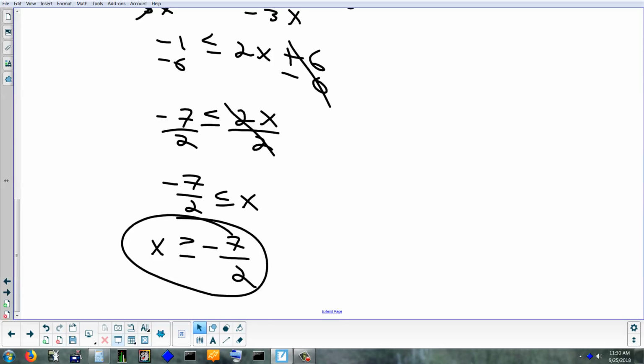And that's fine. We don't have to write it as an interval, but if we did, would this be bounded or unbounded? Unbounded. It's just every single number greater than negative 7/2. It goes on forever. So unbounded.